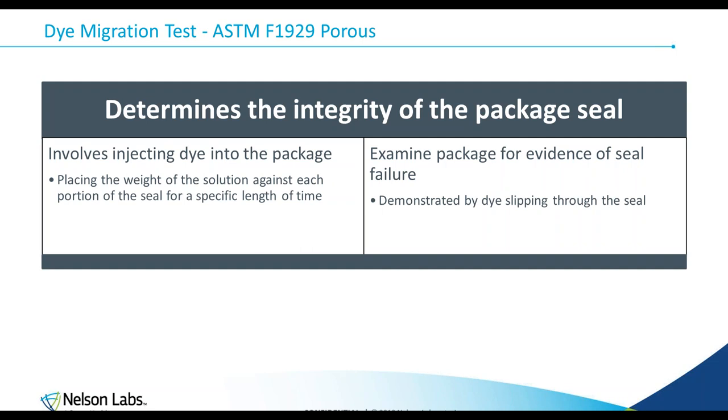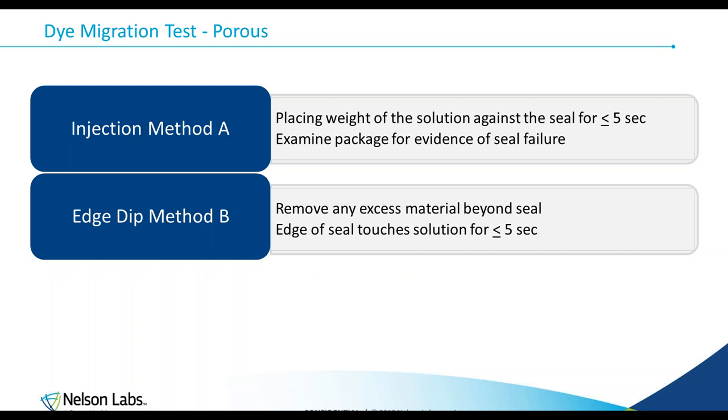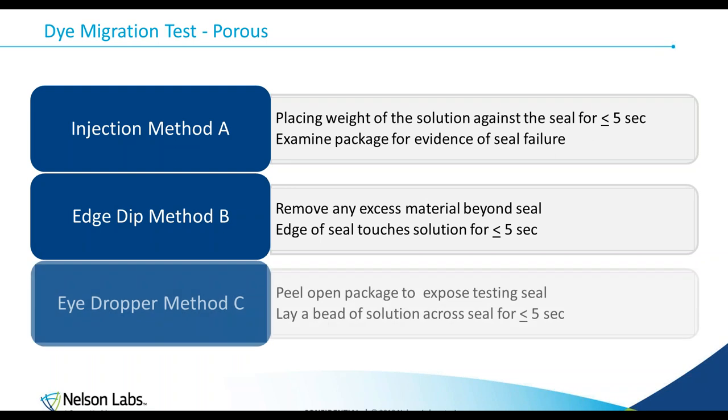The next test we'll look at is the dye migration test. This is ASTM F1929. It involves injecting a dye into the package and then rotating it and looking for channels through the seal. There are three methods. There's injection method A, where using a syringe, you put the liquid or the dye into the pouch and then you examine it for leaks. Method B is the edge dip test, where you dip the pouch or the tray in a dye solution and through capillary motion, the dye is absorbed through the channel and channel leaks could be identified.